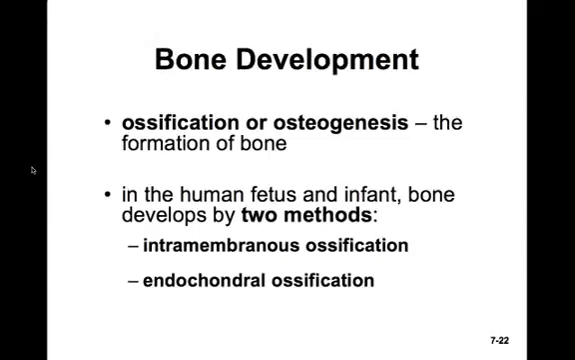So the formation of bone is called ossification or osteogenesis, and it happens by two means, either by intramembranous ossification or endochondral ossification. That means that the bone is either developing between membranes or it's replacing cartilage, endo meaning inside, chondro referring to cartilage.